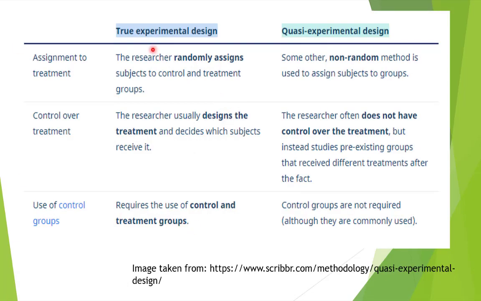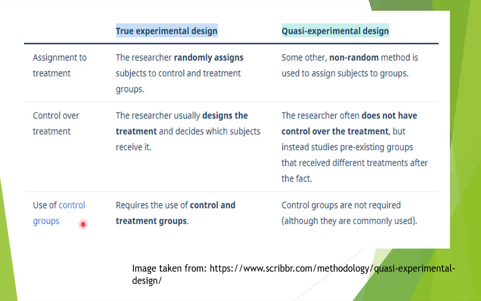So if we compare the true experimental to the quasi-experimental, in terms of assignment to treatment, the true experimental has random assignment, quasi does not. For the control over treatment, under the true experimental, the researcher usually designs the treatment and decides which subjects receive it. So the researcher has the power to put the subjects in treatment groups. Whereas for the quasi-experimental, the researcher does not have control over the treatment.